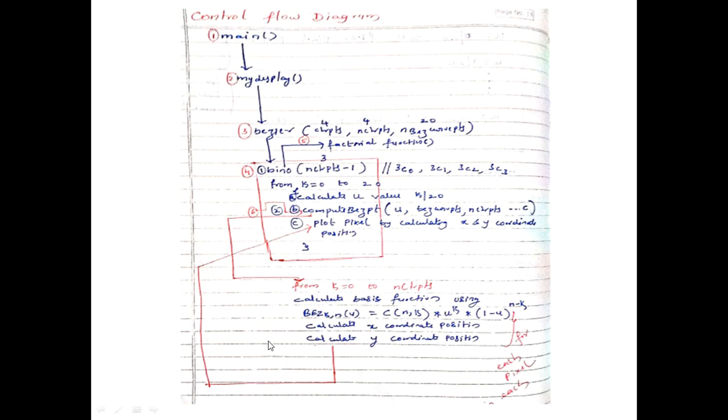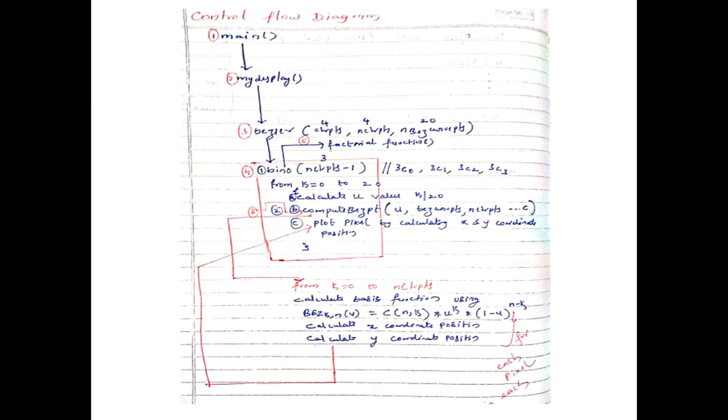So after calculating the x coordinate position and y coordinate position for that particular pixel on that particular curve, control goes back to the Bezier function. Now we call plot pixel. Plot pixel means that pixel information is displayed on the screen of the monitor. This loop is repeated 20 times per curve.